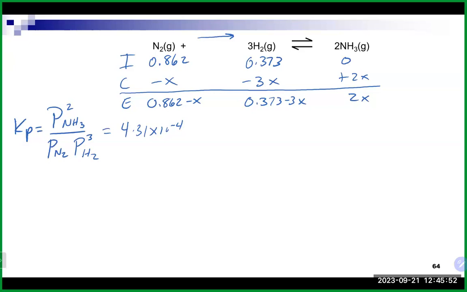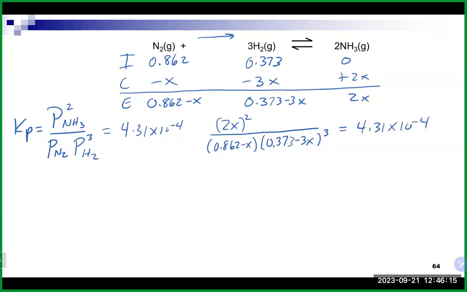We're then going to take our equilibrium line into here. That's going to give us 2x squared divided by 0.862 minus x, times 0.373 minus 3x, and we do need to cube it, and that equals 4.31 times 10 to the minus 4.